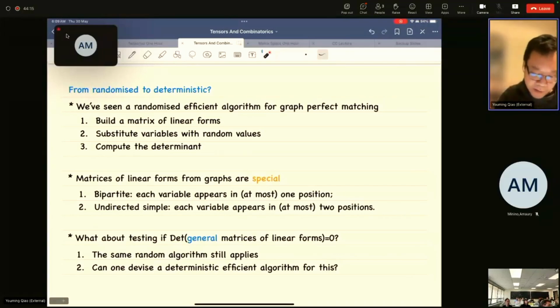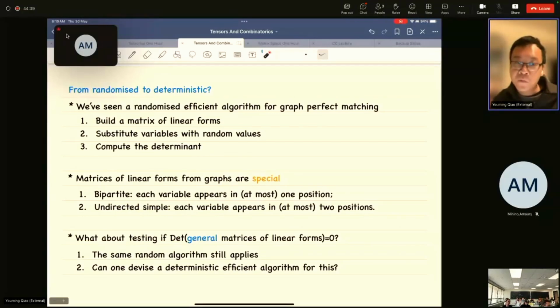And we also see that the matrices of linear forms from graphs are actually pretty special, right? For bipartite graphs, it's special because every variable appears in at most one position. For undirected and simple graphs, each variable will appear in at most two positions.